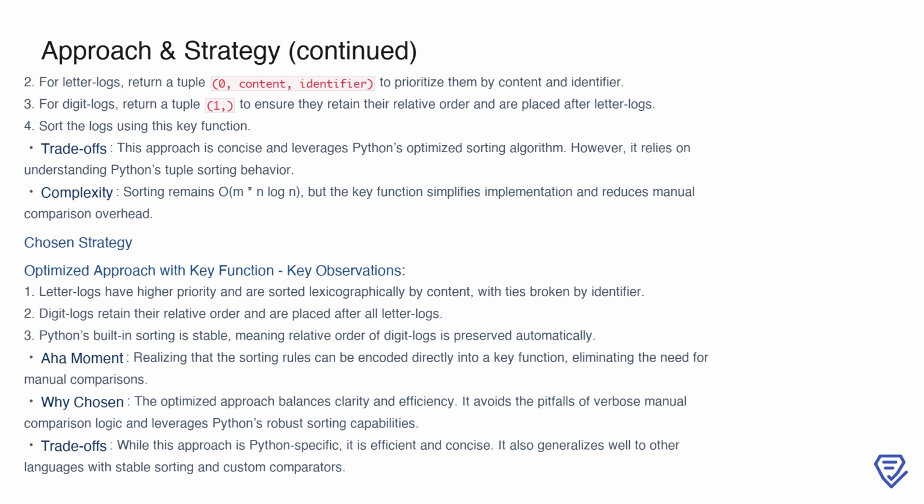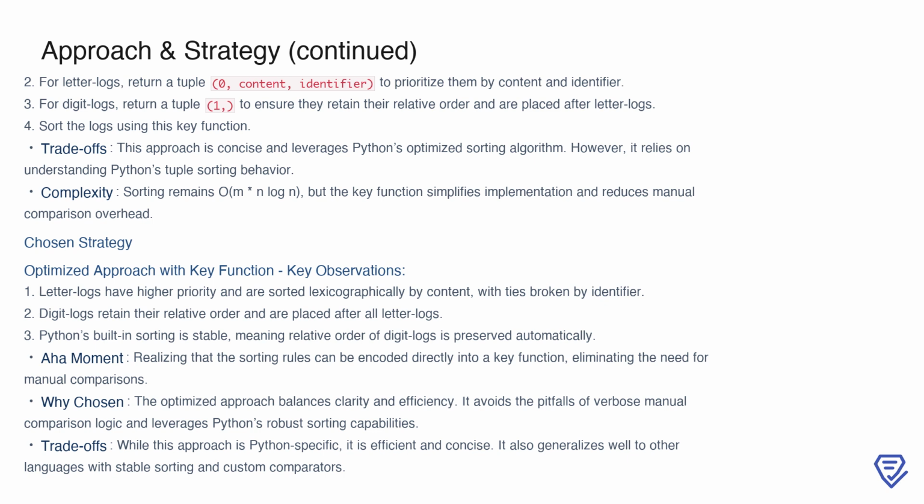This approach offers several advantages. It is concise, leveraging Python's optimized algorithms, and avoids the verbosity of manual comparison logic. However, it does require an understanding of tuple-based sorting behaviors in Python. Despite this, the complexity remains O(m * n log n), the same as the brute force approach. The difference is that the key function reduces implementation overhead and makes the code cleaner and easier to maintain.